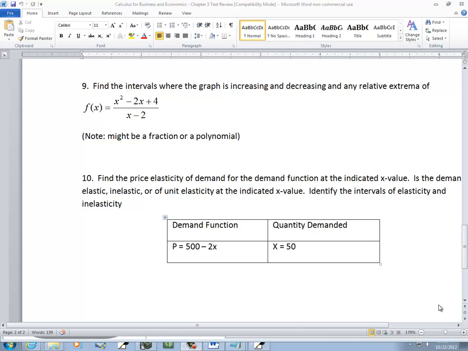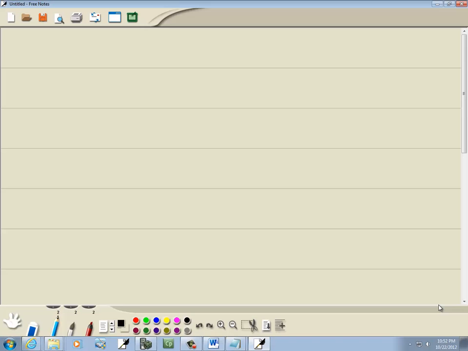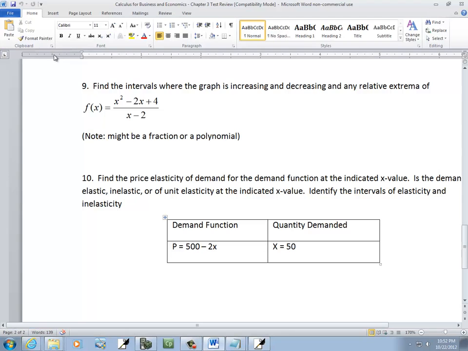Now our ninth problem type: you should be able to find increasing and decreasing intervals and any relative extrema. Now this, you might be given a fraction or maybe even a polynomial. Usually I don't put a radical on tests. They're just a little bit too hard for a 50-minute test. So let's look at that.